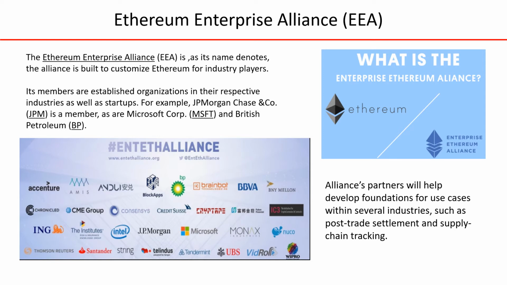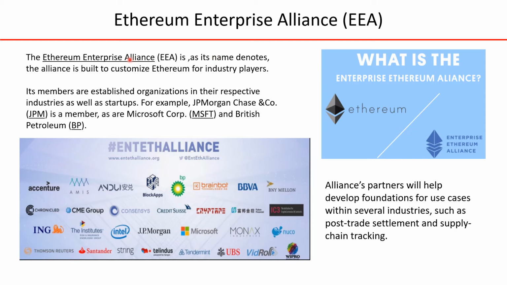Now let us see the Ethereum Enterprise Alliance. It has gone into an alliance also. What it is and how it is growing now. The Ethereum Enterprise Alliance is, as its name denotes, the alliance to customize Ethereum for industry players. The main purpose of this alliance is to make Ethereum use cases for industry players. So this is a platform where people can generate their use cases, their software, their apps. So decentralized software, decentralized applications. So this is giving them a platform.